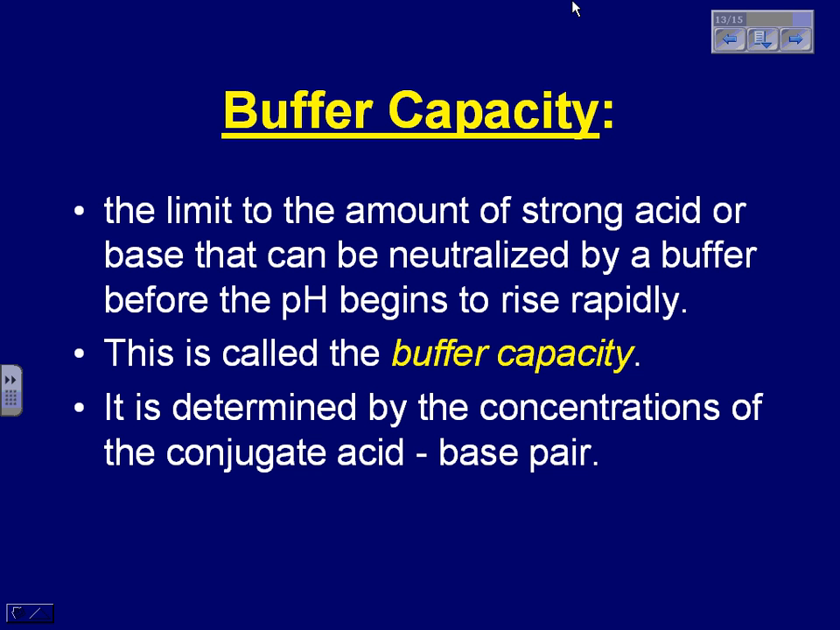That's because all of the weak acid, or conjugate base, would be used up. And then the buffer's pH would change drastically. It would be like adding it to pure water, and the pH would start to take off in whatever direction you've added. If you've added base, it's going to head up, and if you're adding acid, it's going to head down drastically. So there is a limit to the amount of strong acid and base that a buffer can handle. It's determined by the concentration of the conjugate acid-base pair.